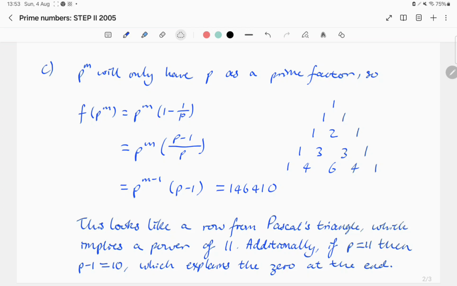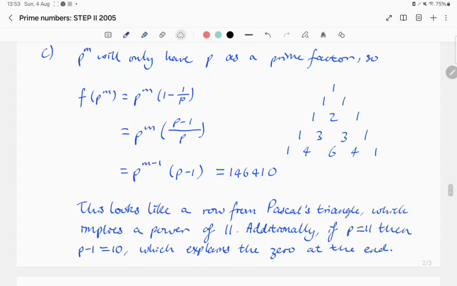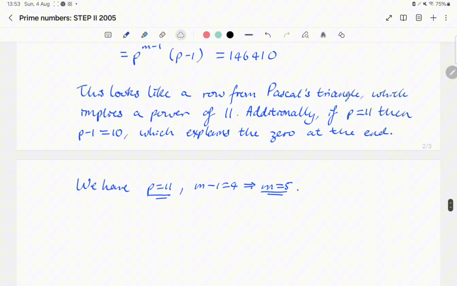Now this looks a bit like a row from Pascal's triangle over here, which implies that this here is a power of 11. Additionally, if p is 11, then p minus 1 is 10, which explains the 0 at the end here. Therefore, we have p equals 11 and m minus 1 equals 4, which satisfies the requirements, and therefore m is 5. And that's my answer.